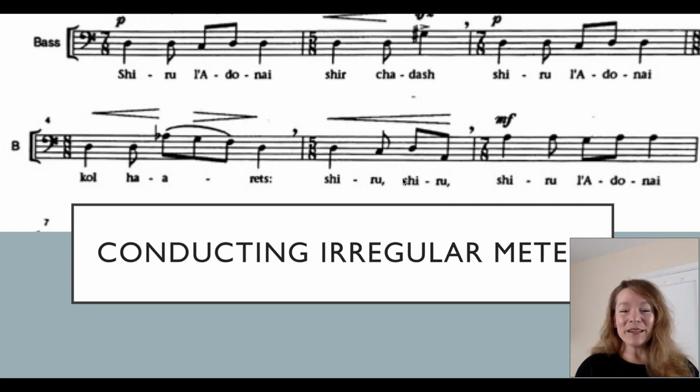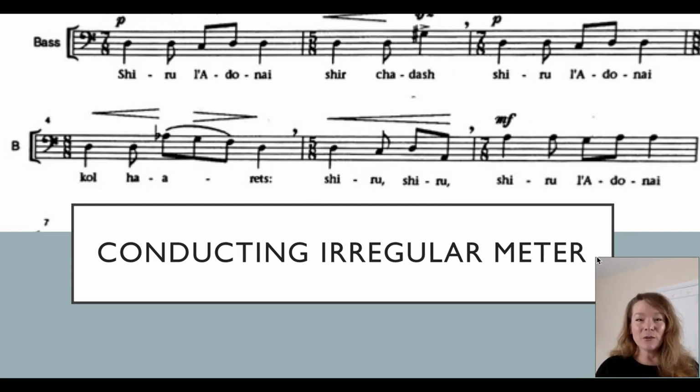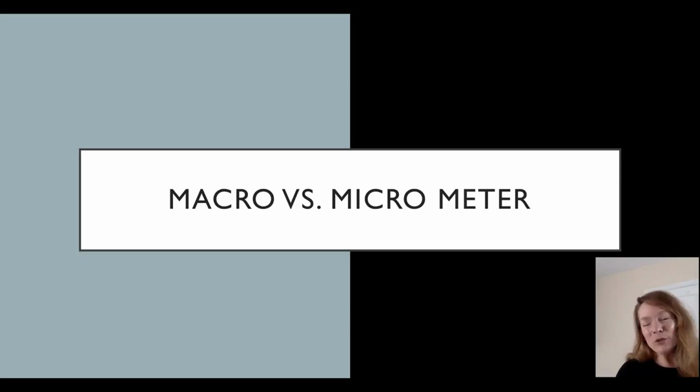Today we are talking about conducting irregular meter, those meters that are in odds for each measure, fives, sevens, or possibly even eights. So before we talk about conducting irregular meter, we have to know the difference between macrometer and micrometer.